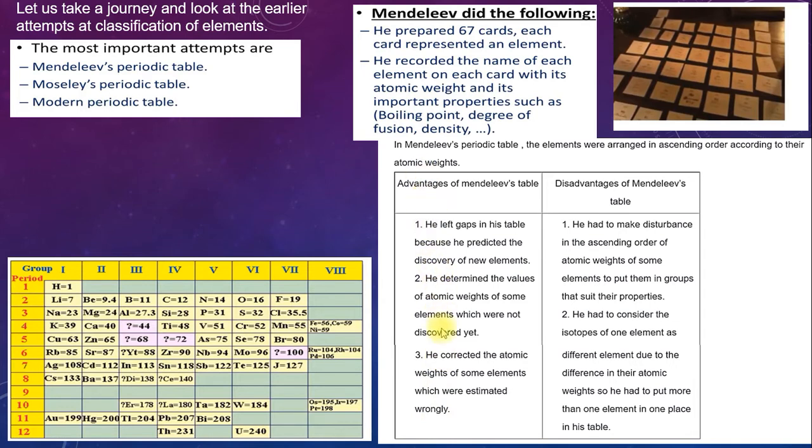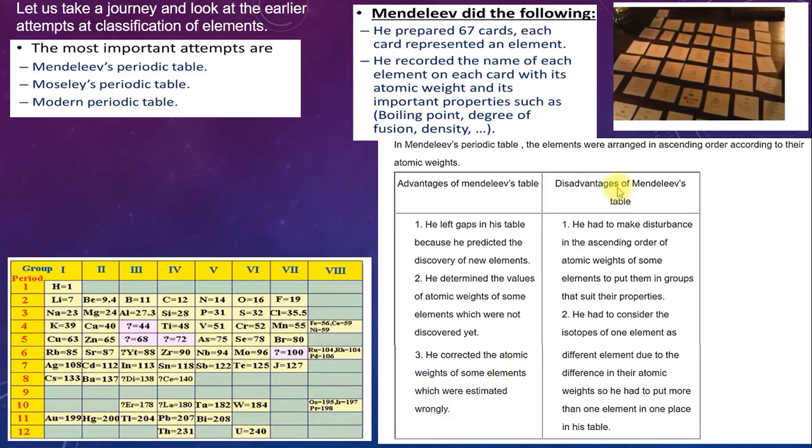One more time, the advantages of Mendeleev's table: he left gaps for future elements that would be discovered later, and he determined the value of the atomic weight for these elements. And he corrected the atomic weight for some elements which were estimated wrongly.